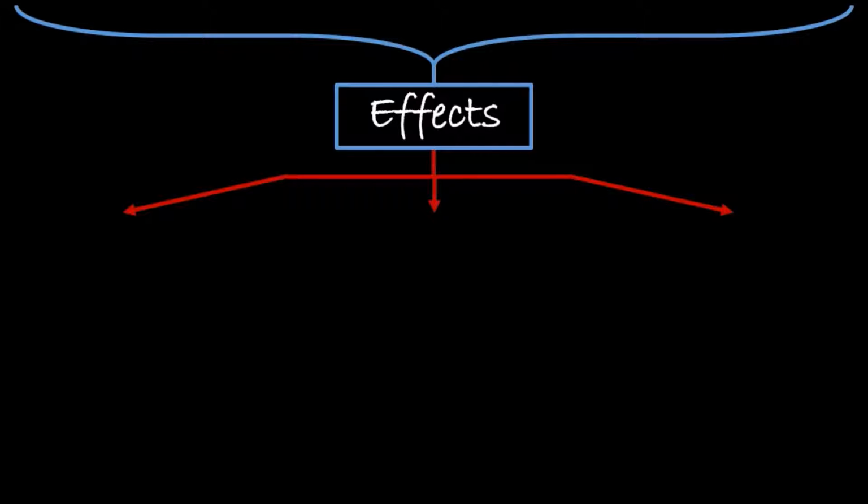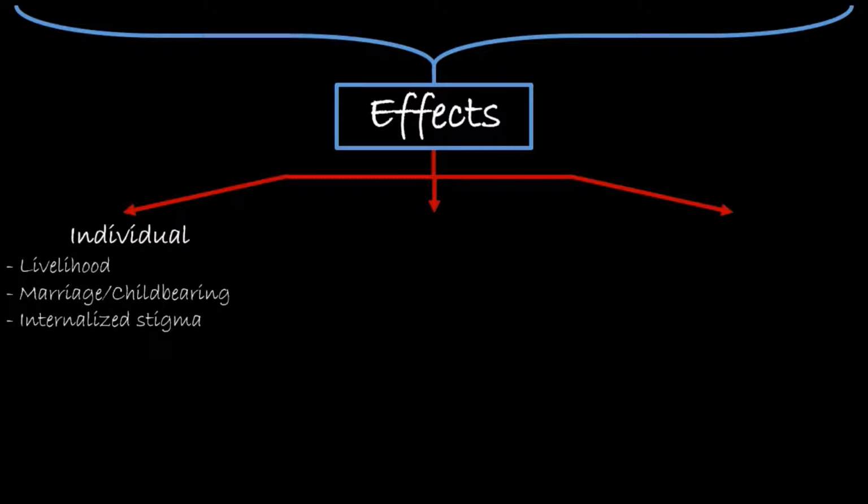First effect is individual. So we're talking about a loss of livelihood that I talked about earlier, losing a job, losing the ability to contribute to society because people stigmatize that individual. Difficulties in marriage and childbearing. If someone, particularly a woman, is identified as HIV positive, her spouse might abandon her. If somebody isn't married and they're identified as HIV positive, then they have a very difficult time getting married, and they may not ever be able to have children as a result of that.